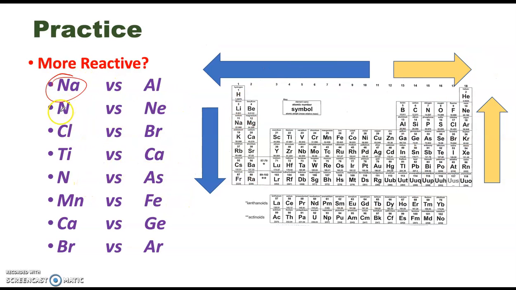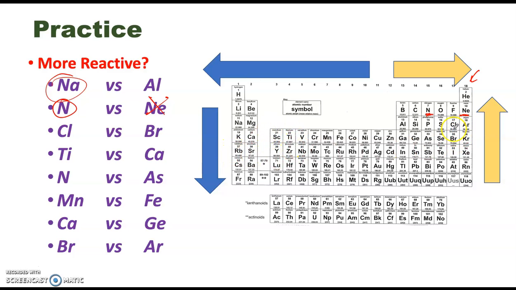Sodium. Now, nitrogen and neon. Nitrogen, neon. You might be like, okay, we're going this way to the right. That would, and they're nonmetals, so neon would be more reactive. But don't forget, neon is a noble gas. Noble gases will never be the more reactive element. So nitrogen is definitely more reactive because neon never reacts.